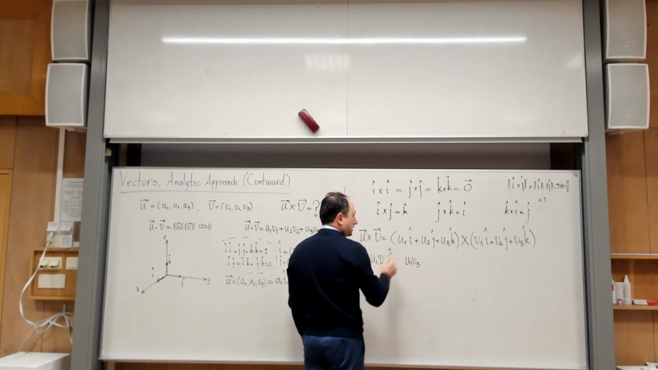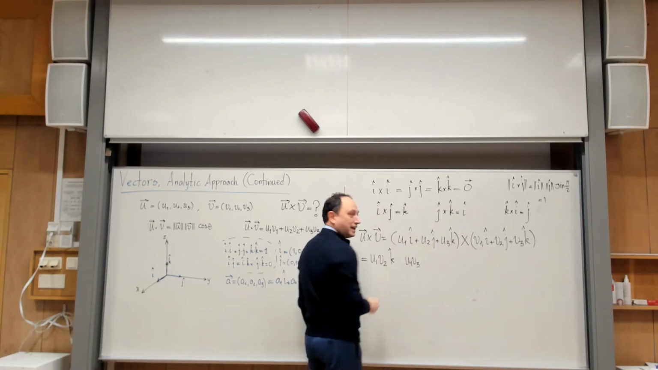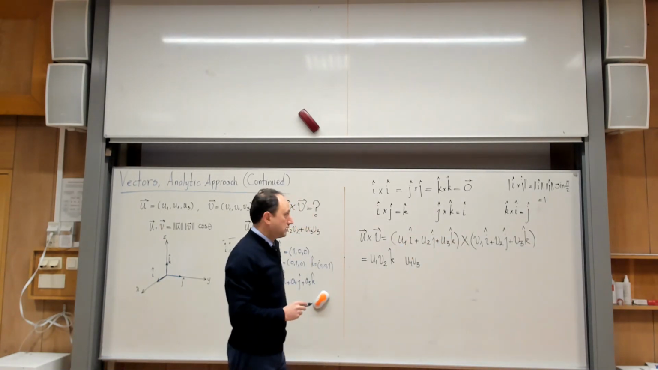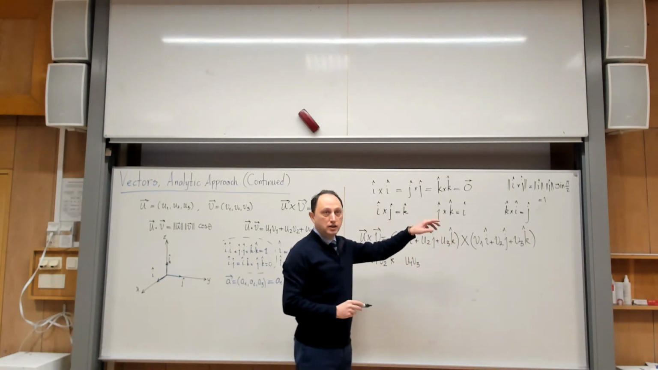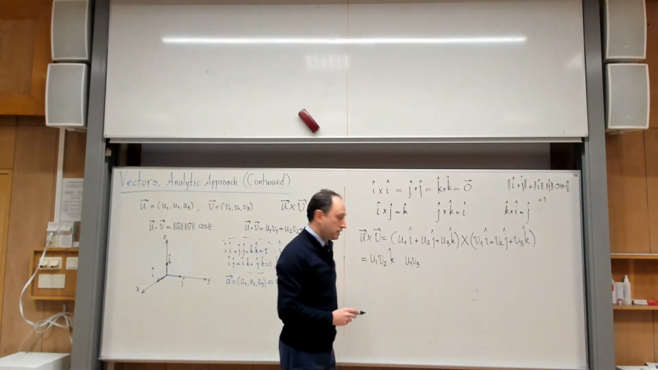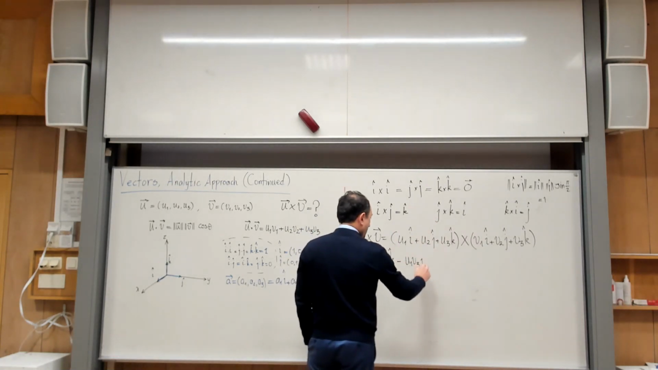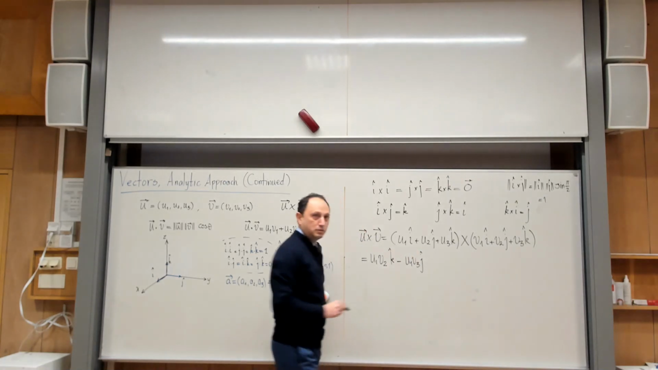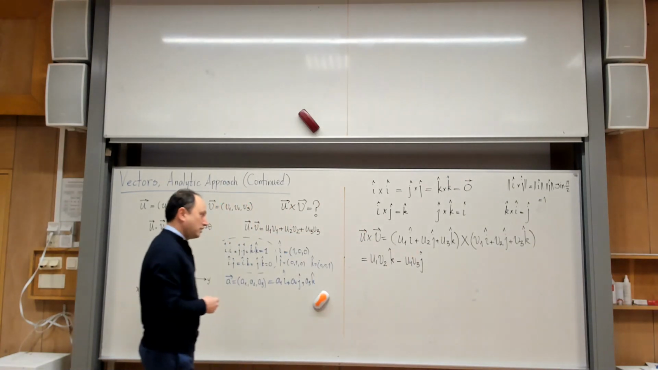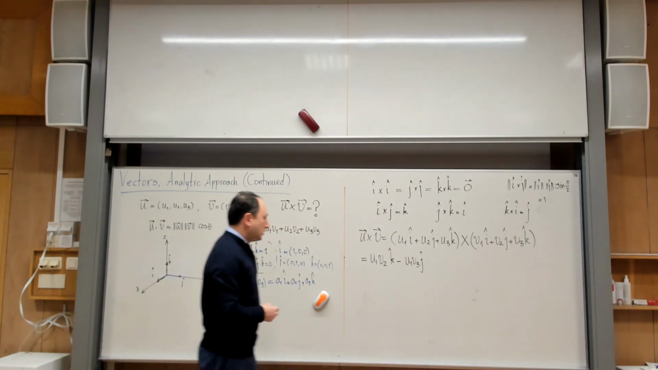But what should I write? This is I cross K, and the order is important. K cross I is J, so I cross K is minus J. So this turns out to be negative. You see the formula becomes a little bit complicated, and I will tell you how to try to memorize them. Okay, so up to here.